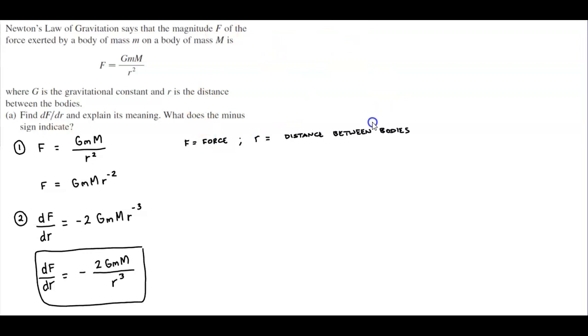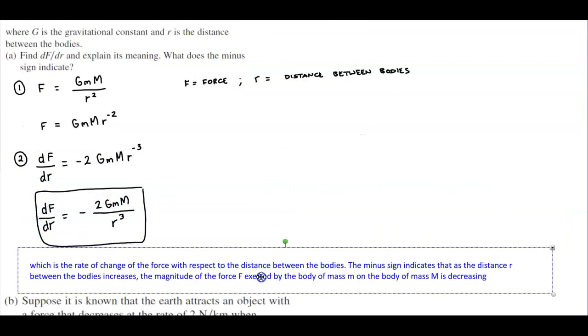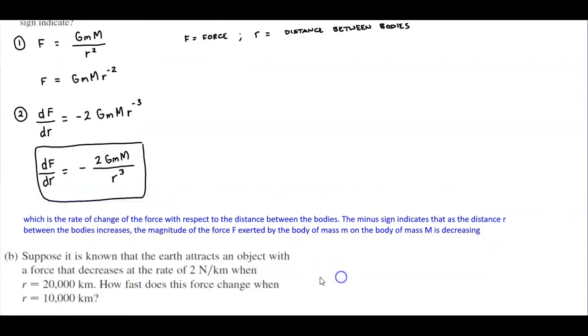And let's explain what this means. Well, this is the rate of change of the force with respect to the distance between the bodies. The minus sign indicates that as the distance r between the bodies increases, the magnitude of the force exerted by the body of mass M on the body of mass m is decreasing.